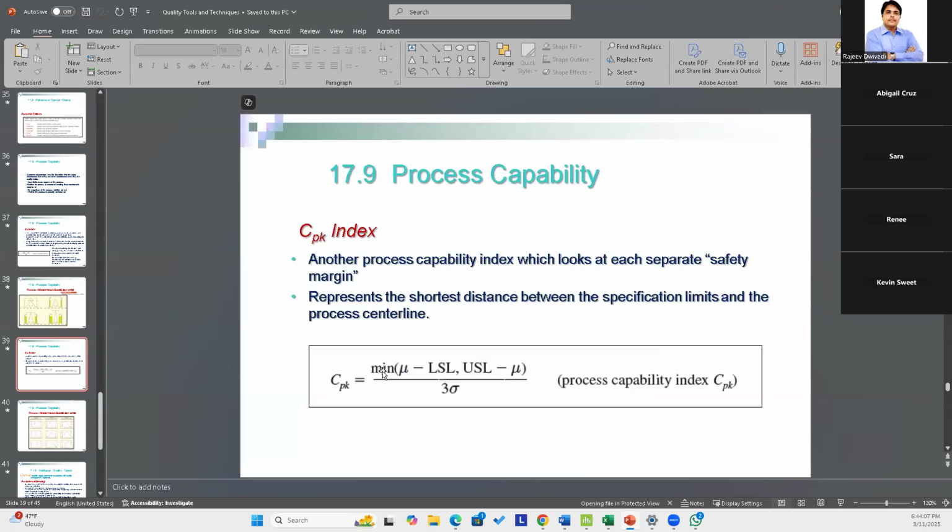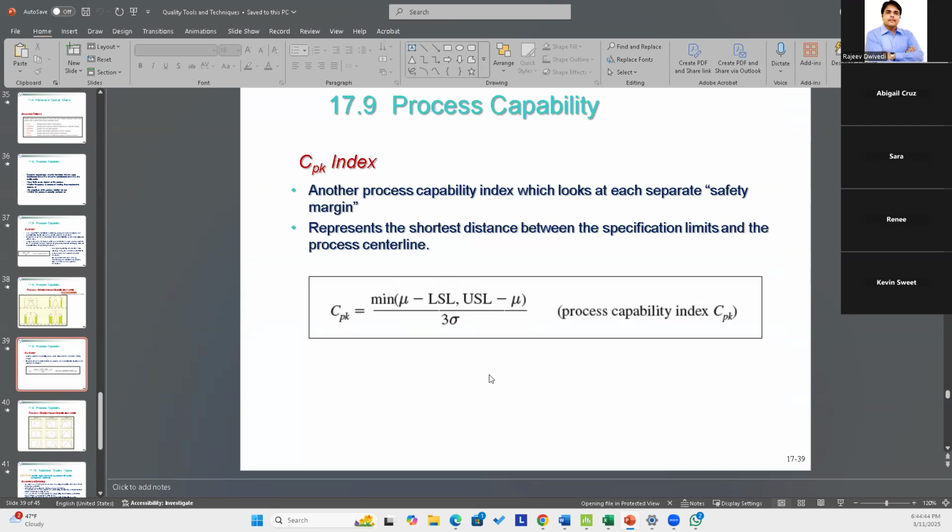So now here you can see this CP index, CPK index. This is the minimum. Make sure this is the one: the minimum of mu minus LSL, comma, USL minus mu, divided by 3 sigma. Make sure this is the formula that is used. It is the minimum of either of them, not both. So either this part is the minimum or that part is the minimum, and then you can look.